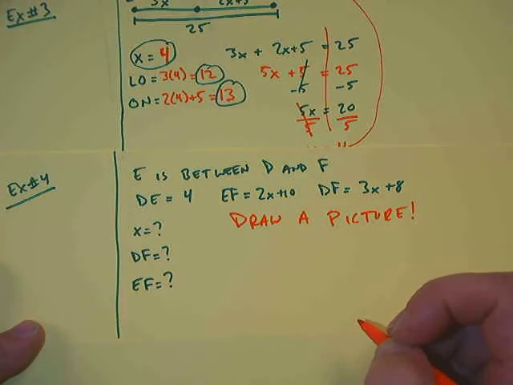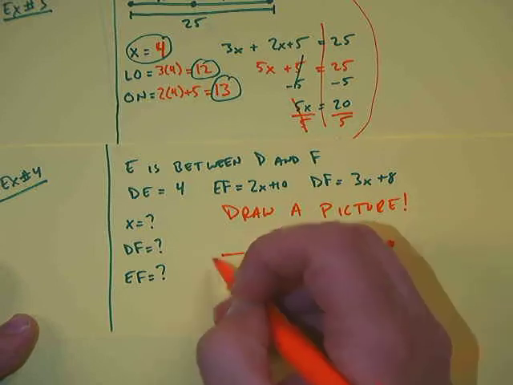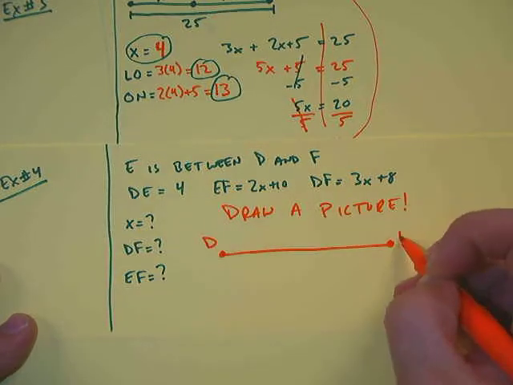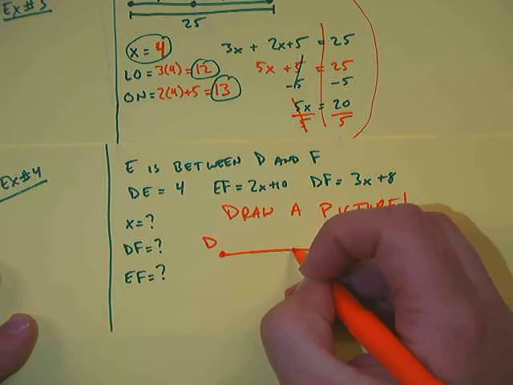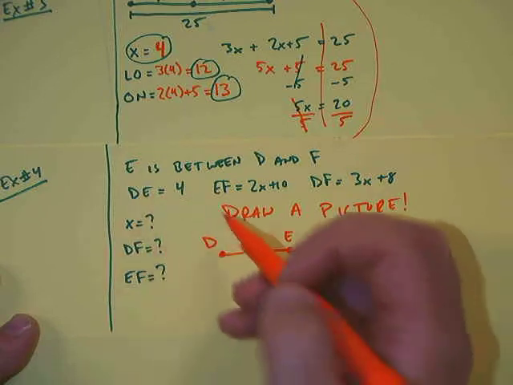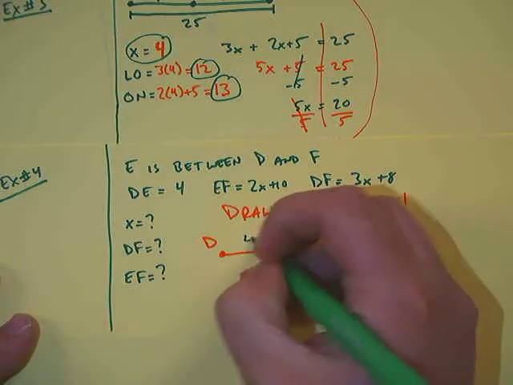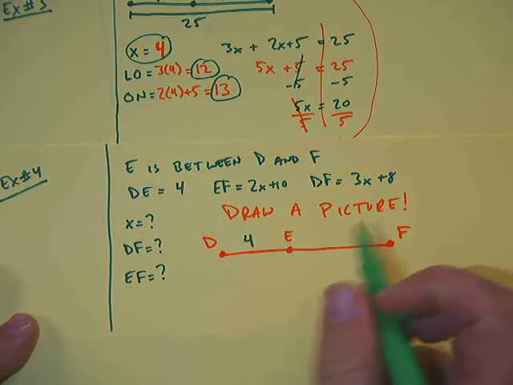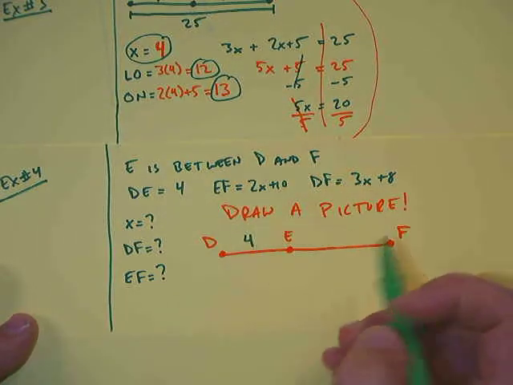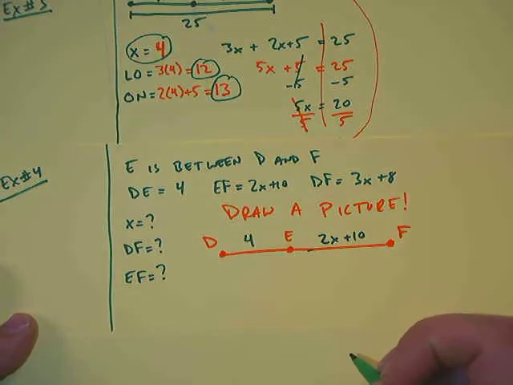Okay, so our job here is to draw a picture first to go with this. So if you are not given a picture like this, if they just tell you something like E is between D and F, then we need to draw a picture, because it will make our lives so much easier. Okay, so here we go. We are told that E is between D and F, so that means that D and F are on the ends, and that E is somewhere in between them.